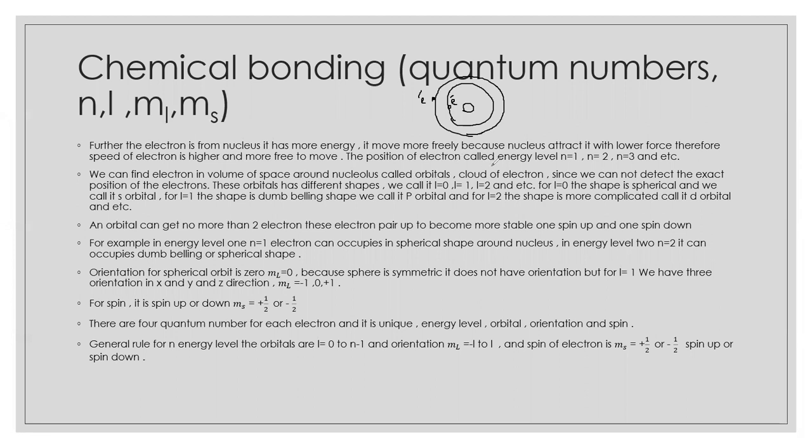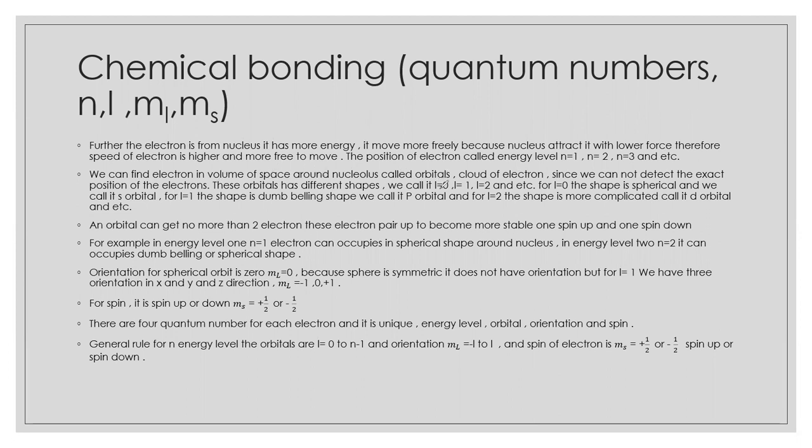So the position of the electron is called the energy level: n1, n2, n3. An electron here in the inner orbital is n1. The second orbit is n2. n is the energy level, your first quantum number. The second quantum number is l. What is l? l is the shape of the cloud of the electron around the nucleus.